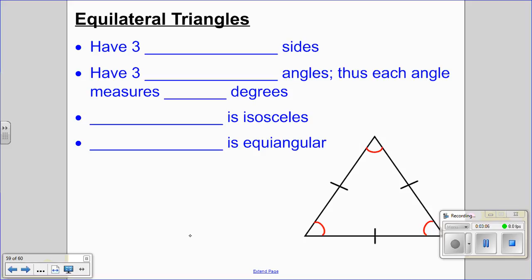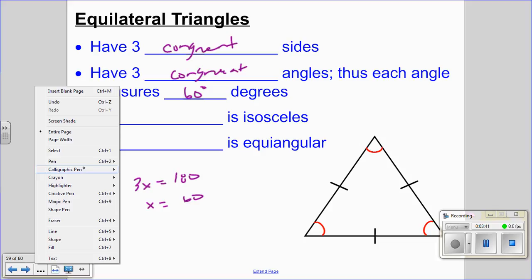Now let's talk about equilateral triangles. You got to remember that equilateral triangles have three congruent sides, and three congruent angles. Since there have to be three congruent angles equaling 180 degrees, each angle would have to be 60 degrees. Always, always, and always.